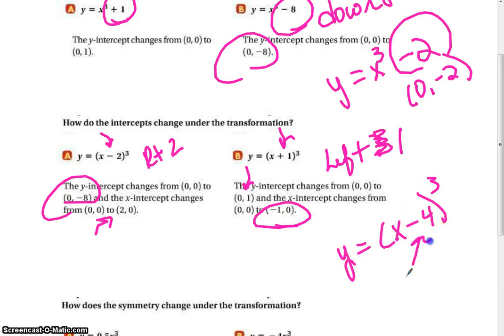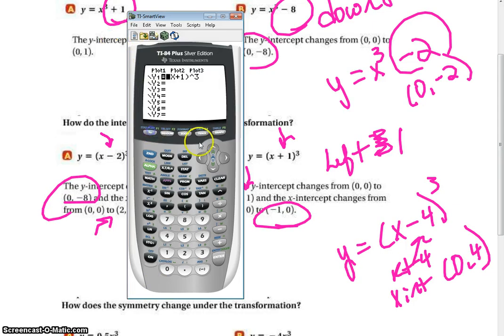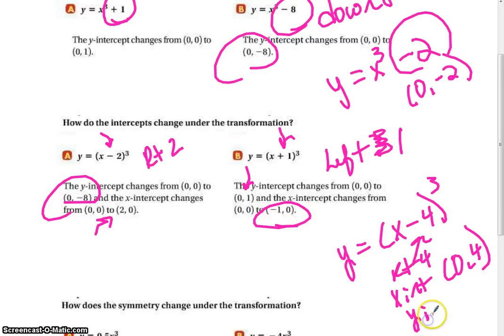So if I had y = (x - 4)³, I know it's going to go right 4. I'm going to go to my calculator and make it say minus 4. I'm going to go to my table, and it's going to be negative 64, so my y-intercept is going to be at (0, -64). I don't know if y'all caught that, but I did write this wrong. This would not be (0, 4). This would be (4, 0), because it was a horizontal move.